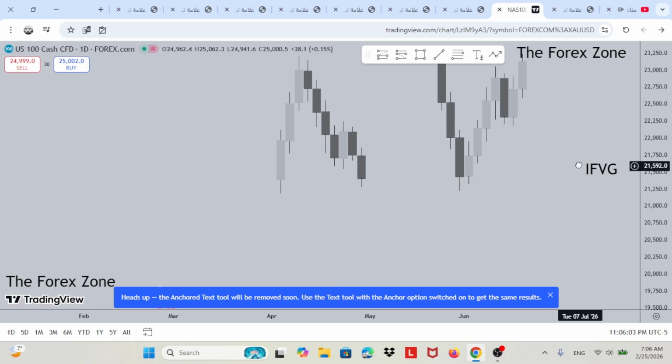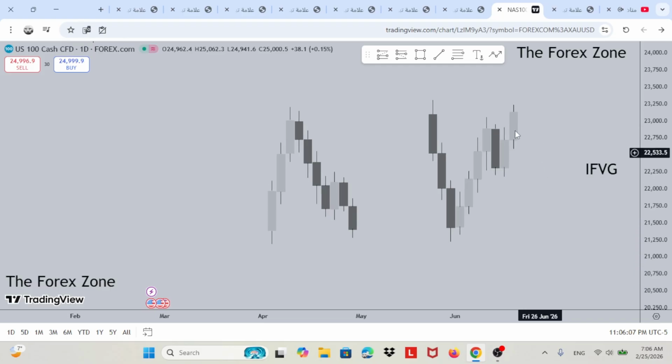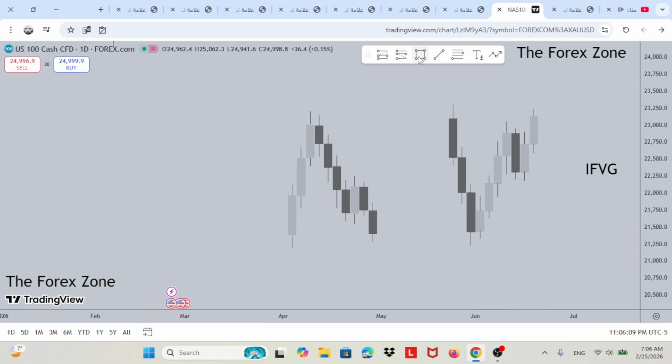Today we are diving deep into a very powerful and essential concept called the inversion fair value gap, or simply the IFVG. Don't worry if it sounds complex at first. The logic behind it is actually quite simple once you see it in action. Let's start by looking at this bullish example I've drawn here on the screen.